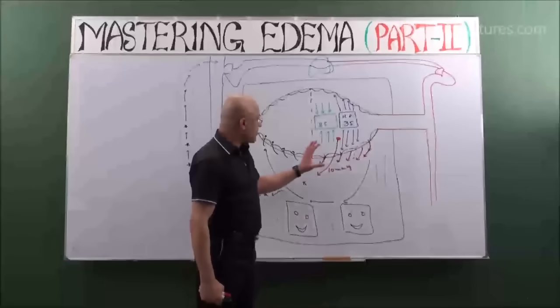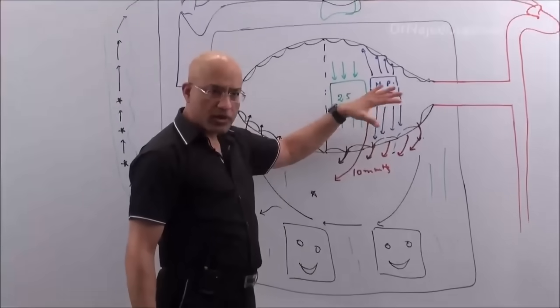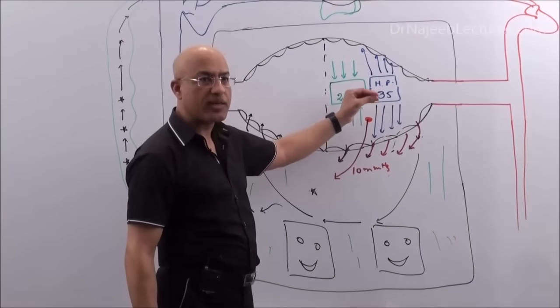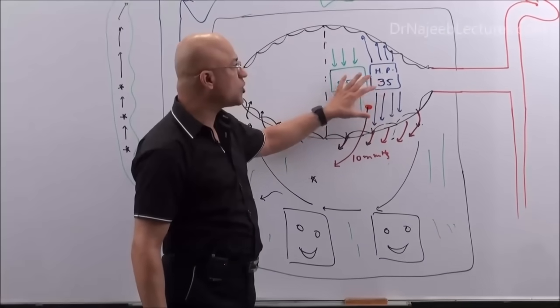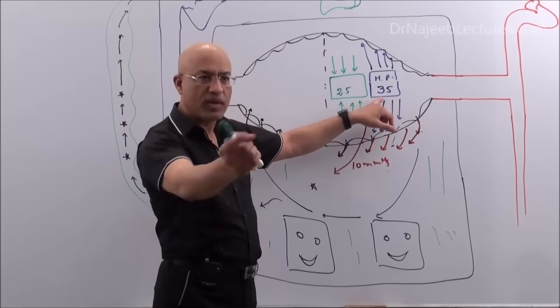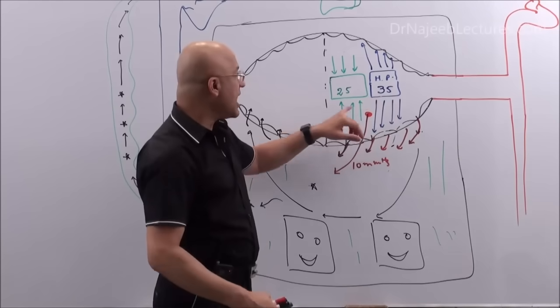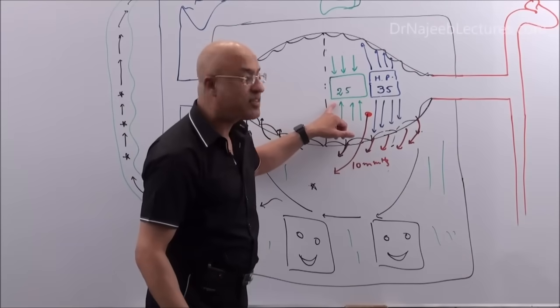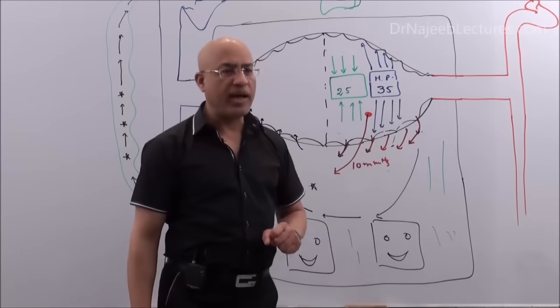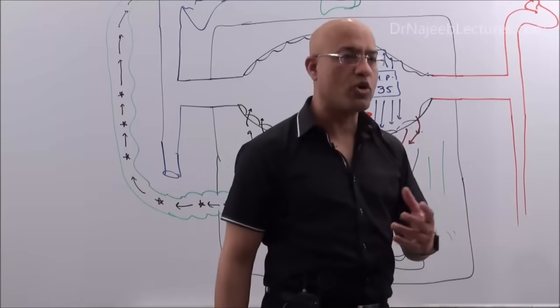Usually from tissue to tissue, these values vary a little. We are taking a typical tissue. In a typical tissue on the arterial side of the microcirculation, hydrostatic pressure is about 35 millimeter of mercury and colloid osmotic pressure is 25 millimeter of mercury. We call it colloid osmotic pressure, or some books write oncotic pressure.